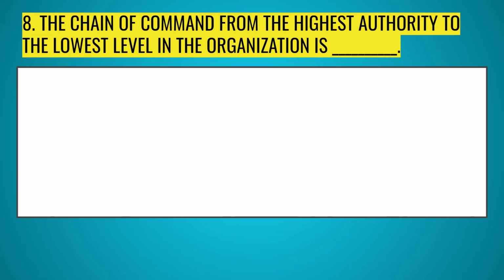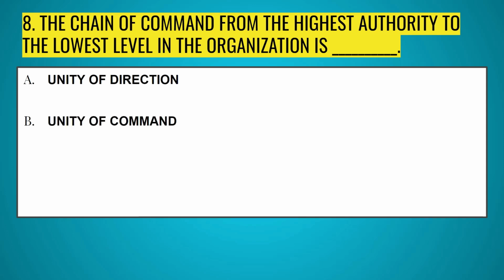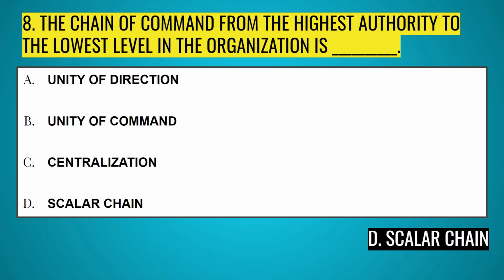Question number 8. The chain of command from the highest authority to the lowest level in an organization is option A. Unity of direction. Option B. Unity of command. Option C. Centralization. Option D. Scalar chain. The answer is option D. Scalar chain.